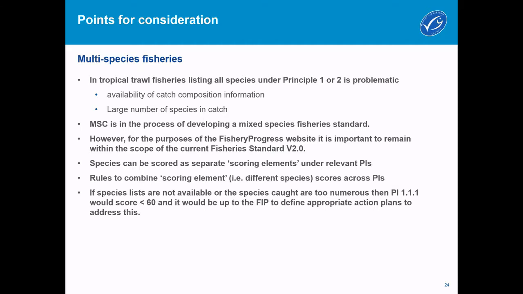And then this is our other recommendation, and again this is up for discussion and clarification. Our recommendation is that if you don't have all the information about all the species that are caught, so you don't have catch composition, then especially if you're looking at Principle 1, it would score less than 60, and it would then be up to the FIP to define appropriate actions to address that lack of information, especially relating to stock status.